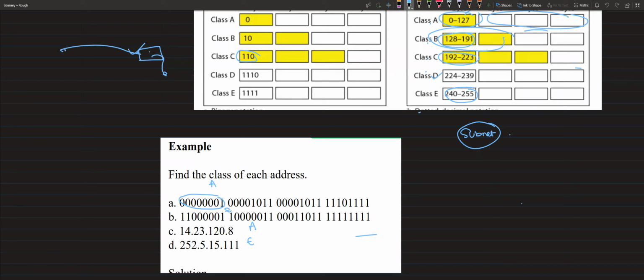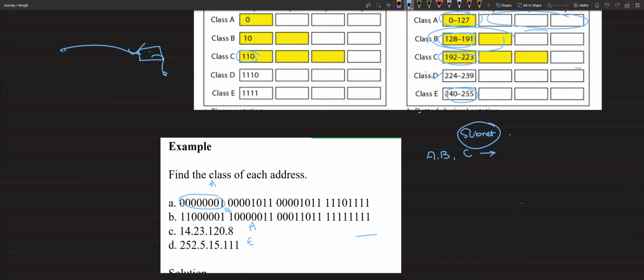So in classful addressing, that is actually type A, B, C, right? So basically we divide into net ID and host ID. In class D and E, we don't have that concept. Only in A, B, C we have that net ID and host ID.